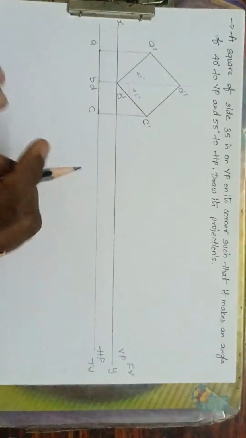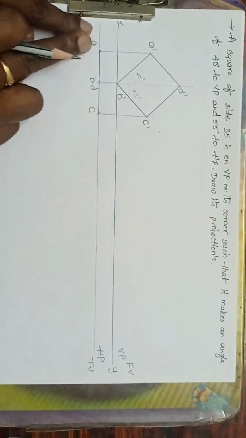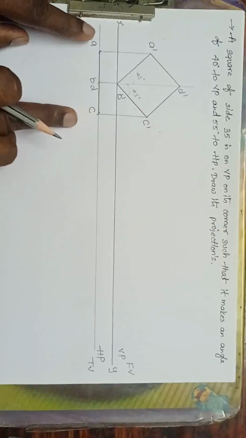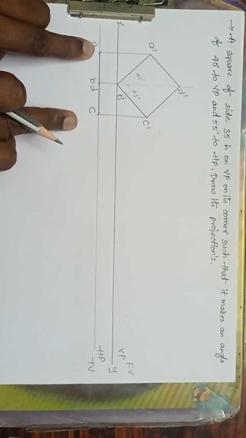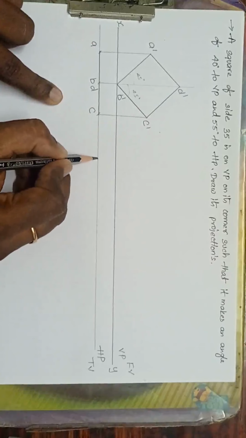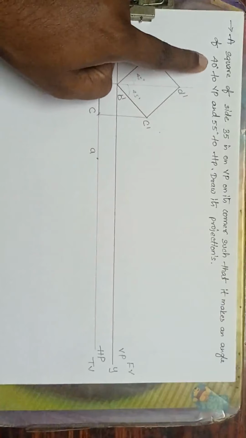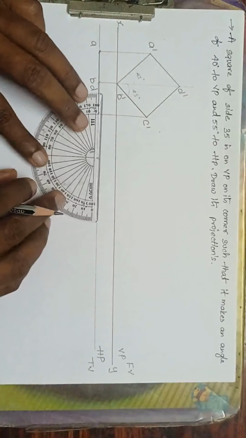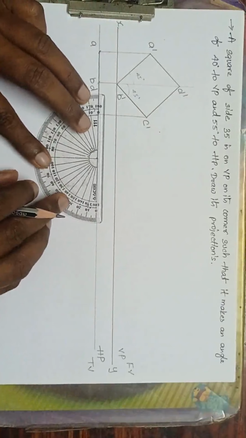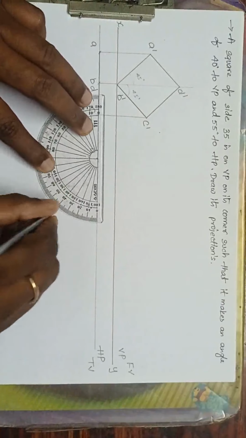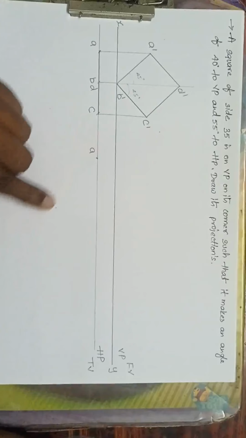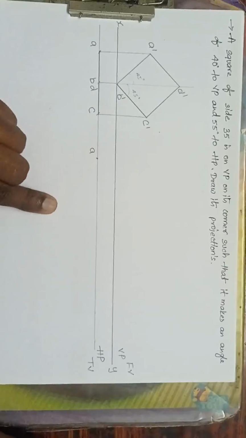Now draw a certain gap. At a certain gap, now see, for this line on the left side corner there is a point A. So mark a point A. Now take an angle of 40 degrees with VP, which I am drawing on the HP. So mark a point. Okay, this is at an angle of 40 degrees.